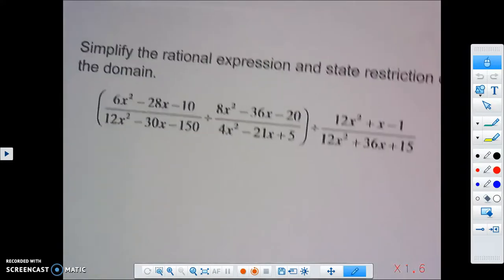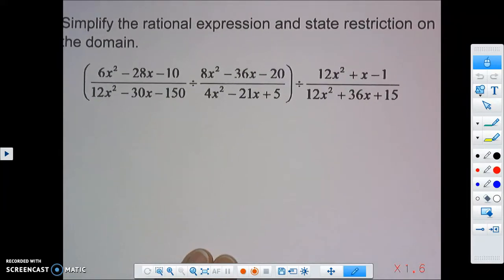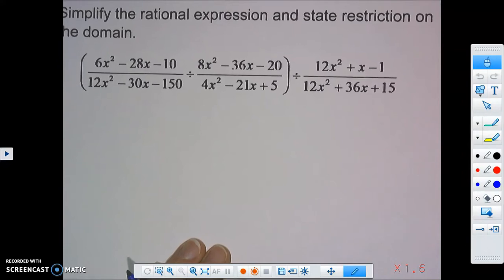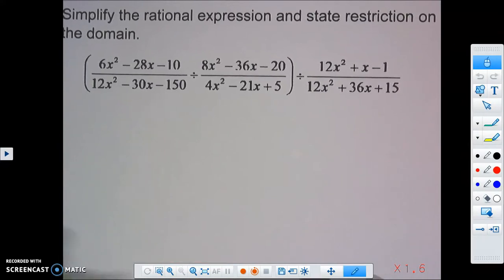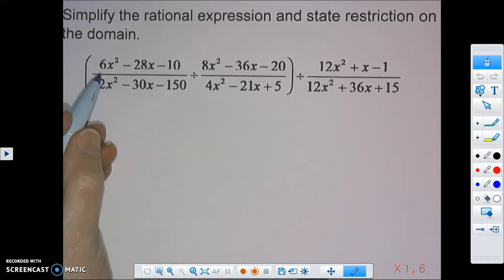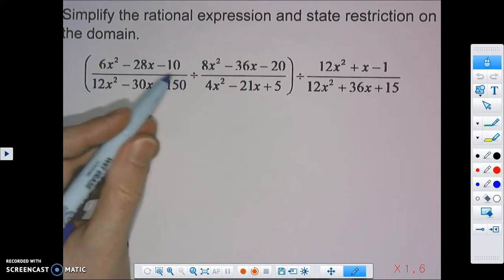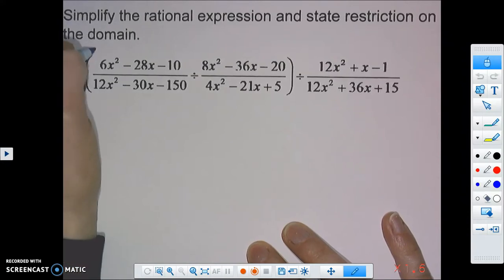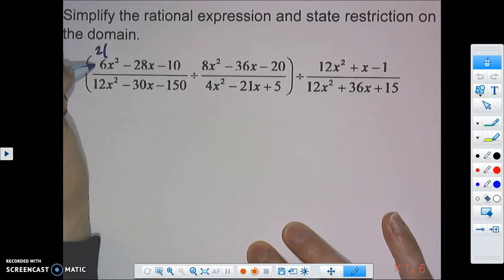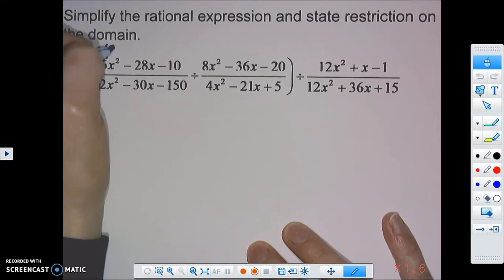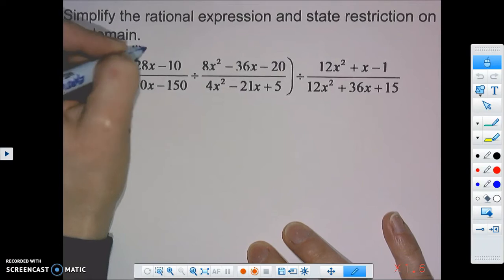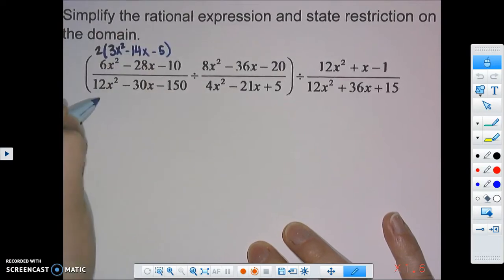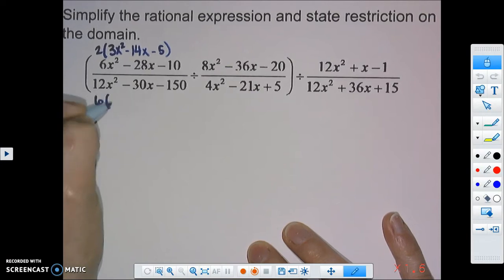All right, let's take a look at one last example. This one's going to have the most amount of factoring. So again, we're dealing with parentheses first, so we're going to stay within here first. Now, if you notice, a lot of these have GCFs to factor, so I'm actually going to factor those GCFs out first. So the numerator here, for 6x squared minus 28x minus 10, we're going to take out a 2. And down here with 12x squared minus 30x minus 150, we're going to take out a 6.